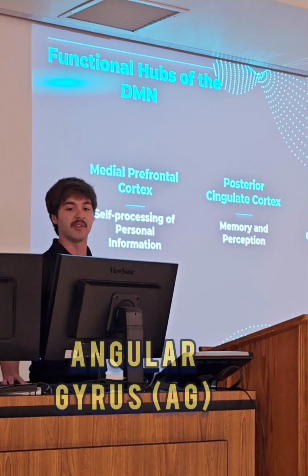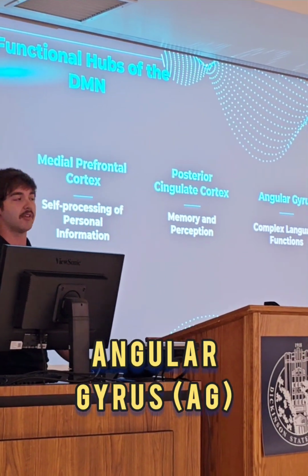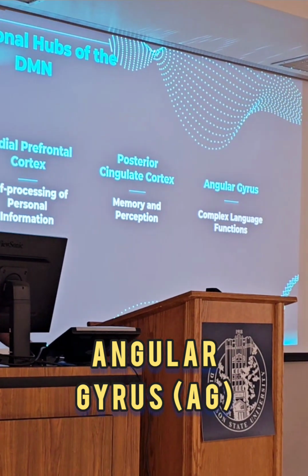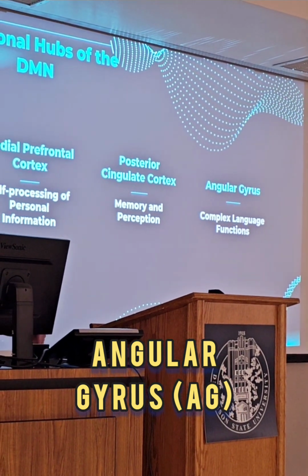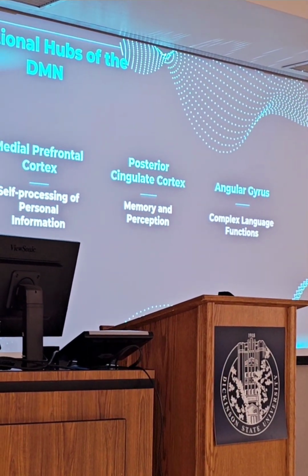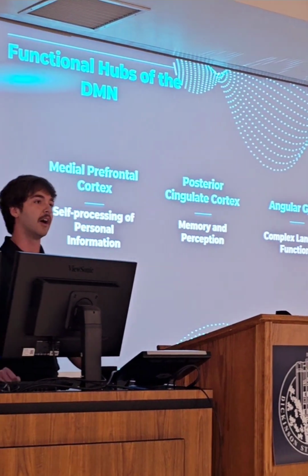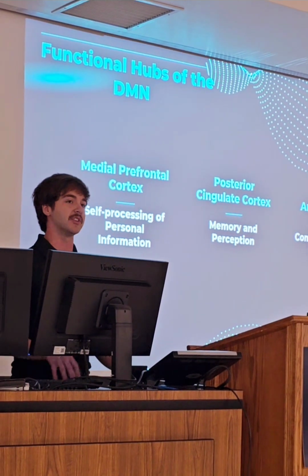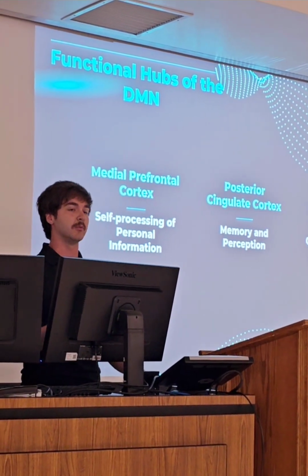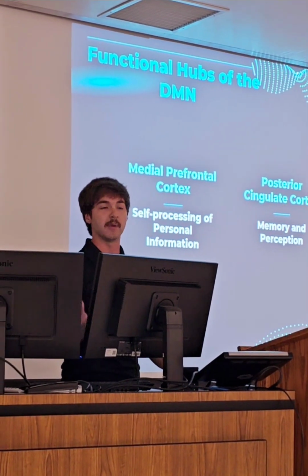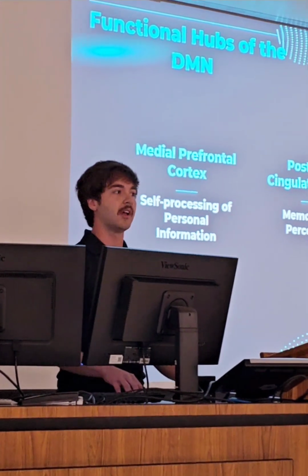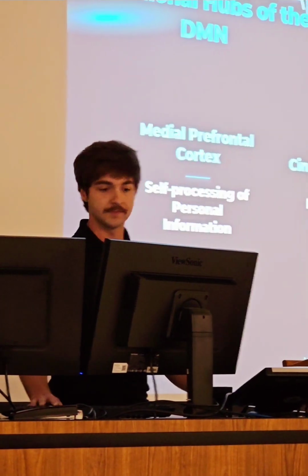The third functional hub is the angular gyrus. This brain area has several functions ranging from perception, attention, spatial cognition, and episodic memory, but it primarily focuses on complex language functions. Most specifically, the interpretation of and the making meaning of visually perceived words. It's also believed to be one of the main structures involved in the internal monologue and for understanding metaphors.